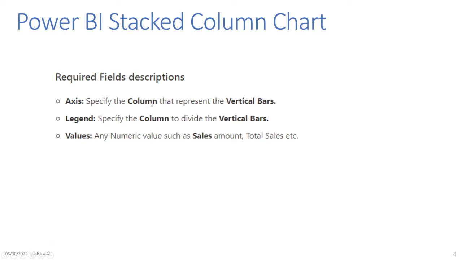Again, required fields description. Axis, specify the column that represents the vertical bars. Legend, specify the column to divide the vertical bars. And values, any numeric value such as sales amount, total sales, etc.